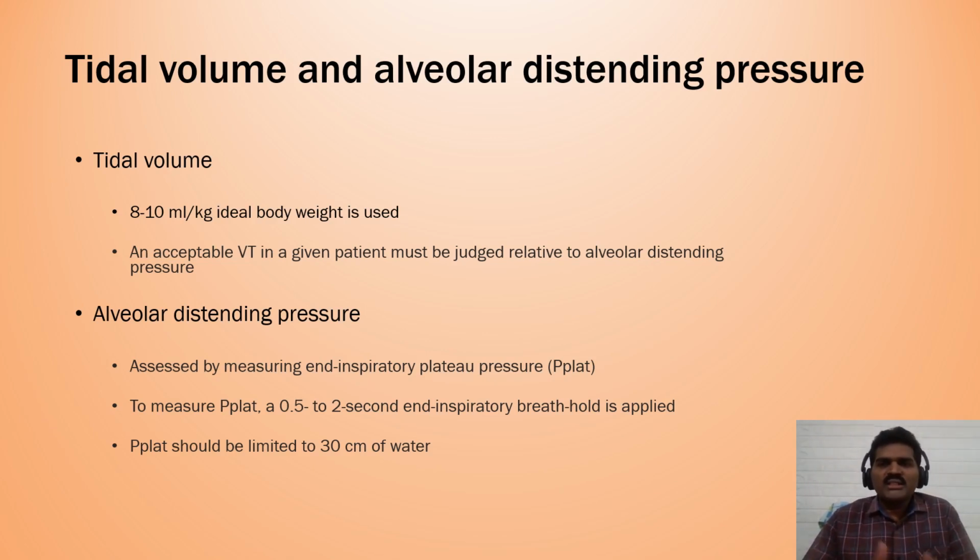Then what is the alveolar distending pressure? Alveolar distending pressure is ascertained by measuring the end-expiratory plateau pressure. To measure plateau pressure, usually a 0.5 to 2 second end-expiratory breath hold is applied and the ventilator can calculate the plateau pressure and show it. Your target plateau pressure is 30 centimeters of water. You should not go to a plateau pressure of more than 30 centimeters of water.